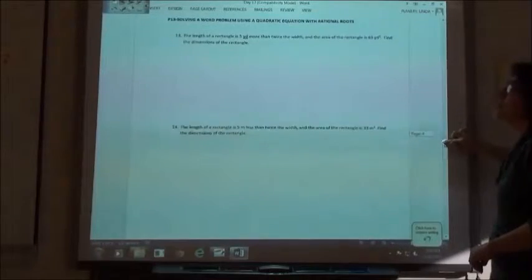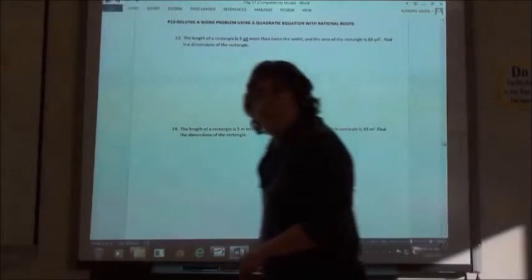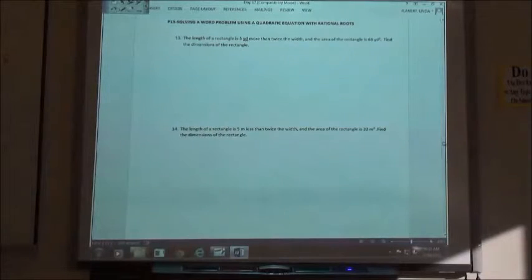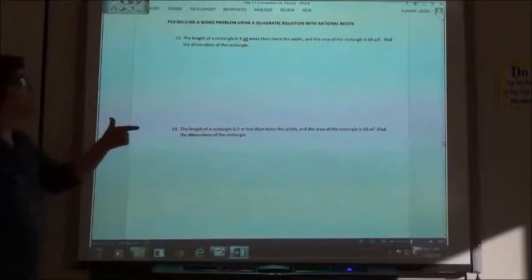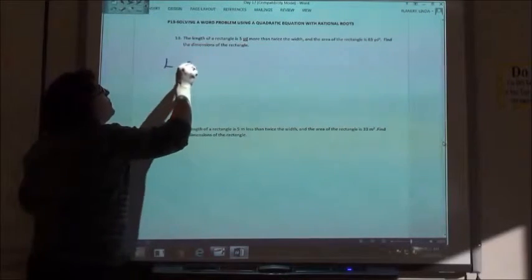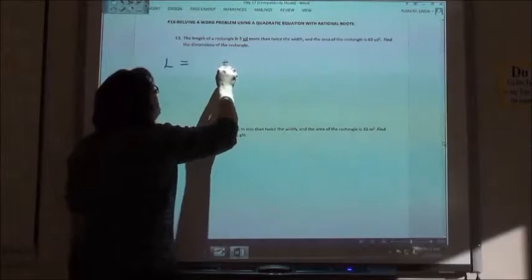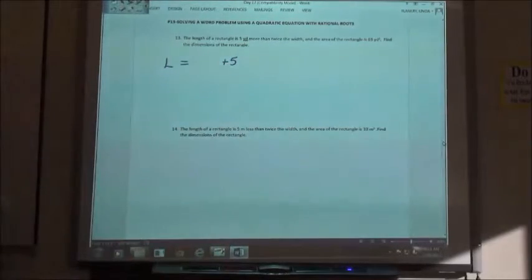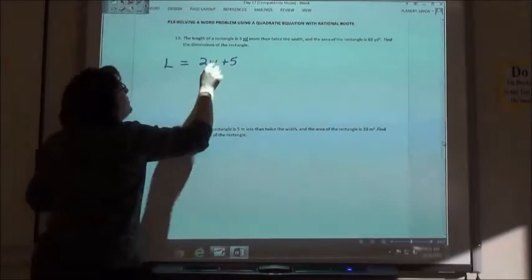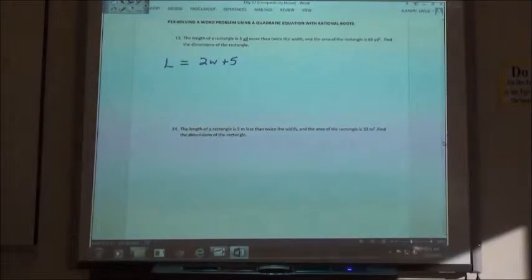We're doing some word problems that have quadratic equations that we're going to solve by factoring once we get them all set up. It says the length of my rectangle is 5 yards more than twice the width. So 5 yards more than twice my width would be 2w plus 5.